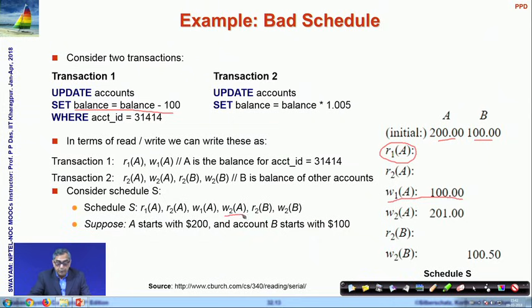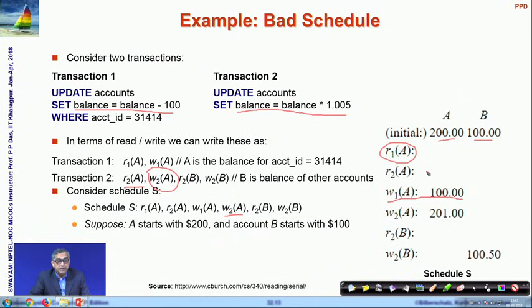Then the next is W2A. What will W2A do? W2A will write back the result of the computation in transaction 2, based on what it read in R2A.